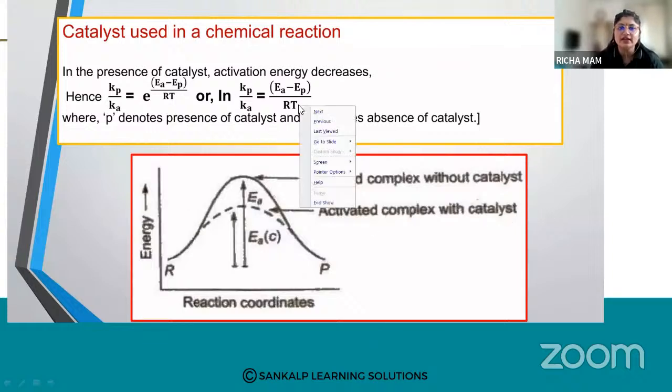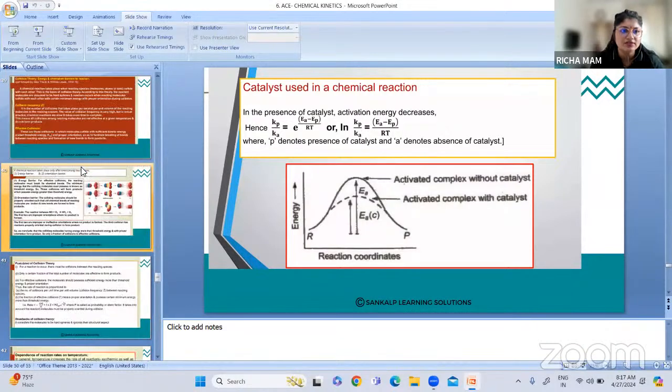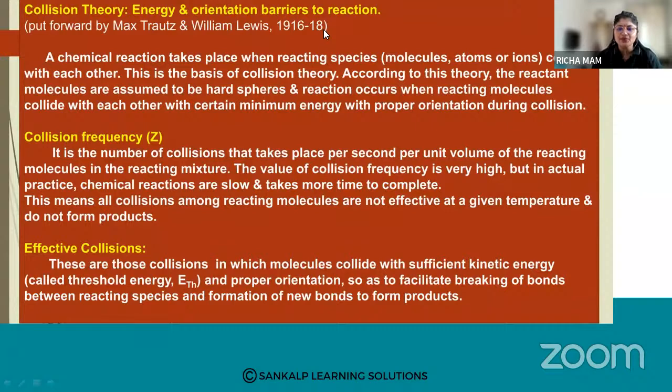Okay, fine. Next is the collision theory of chemical reaction. So what is the collision theory? According to the collision theory, it was put forth by Max Trautz and William Lewis. So these were the two scientists who put forth the collision theory for the chemical reactions.